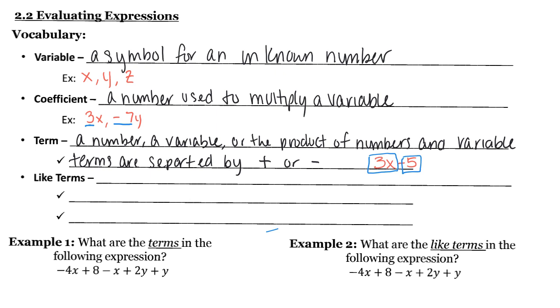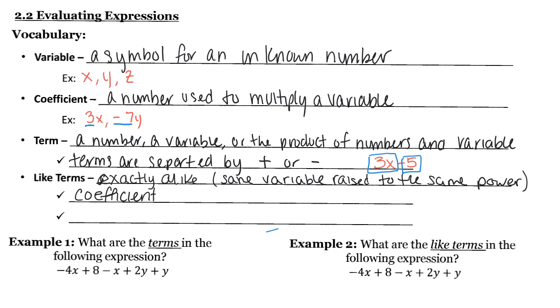All right, like terms are terms that are exactly alike, right? So what we mean by that is the same variable. So they have the same variable or they're constants, but it's the same variable raised to the same power. Okay, so coefficients can be different as long as the variables are the same. So the coefficients can be different, and constants are also like terms. Constants or numbers are like terms.